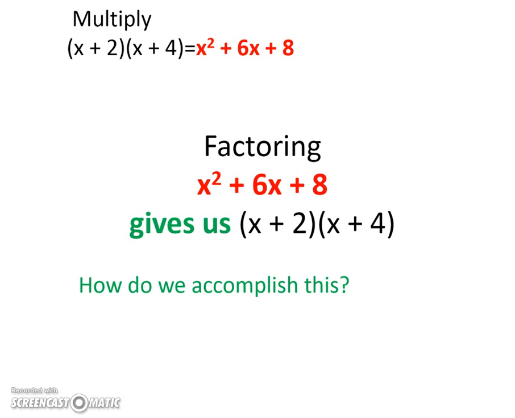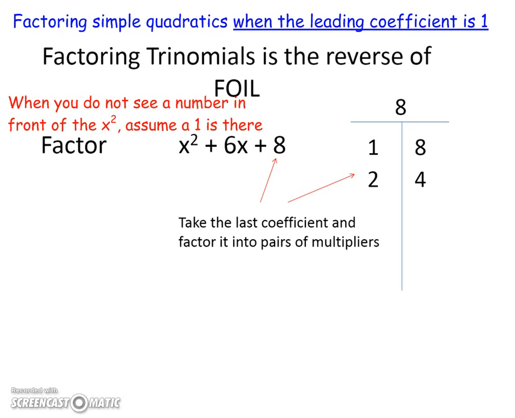So going back to the binomials that we multiplied to make x squared plus 6x plus 8. Now we'll turn around and take x squared plus 6x plus 8 and factor it. It's going to factor into x plus 2 times x plus 4. Let's look at how we accomplish that. The first thing we're going to do is figure out the numbers that multiply to make 8 and add up to 6.